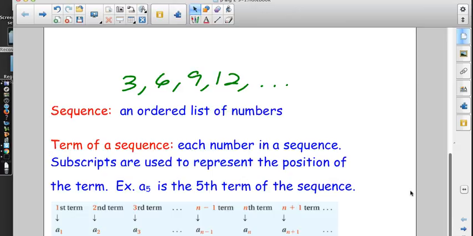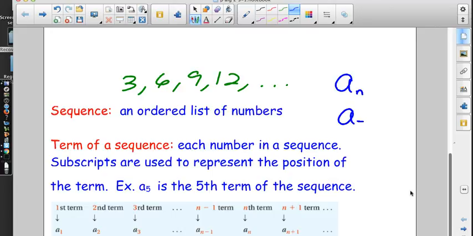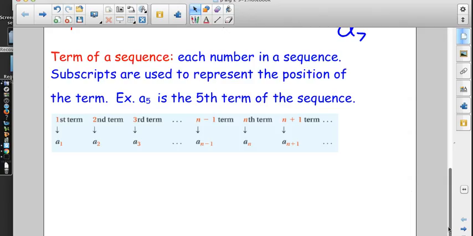And when we talk about terms, we always use a lowercase a. So lowercase a stands for any term that I want to have. In fact, if I add this n, that's exactly what that means, to find any term. But if I want a specific one, like let's say I want the 7th term, I'm going to put a sub 7 because that's the subscript. So the term a sub 5 is the 5th term of the sequence. So, a little bit of learning about the mathematical notation that we use.